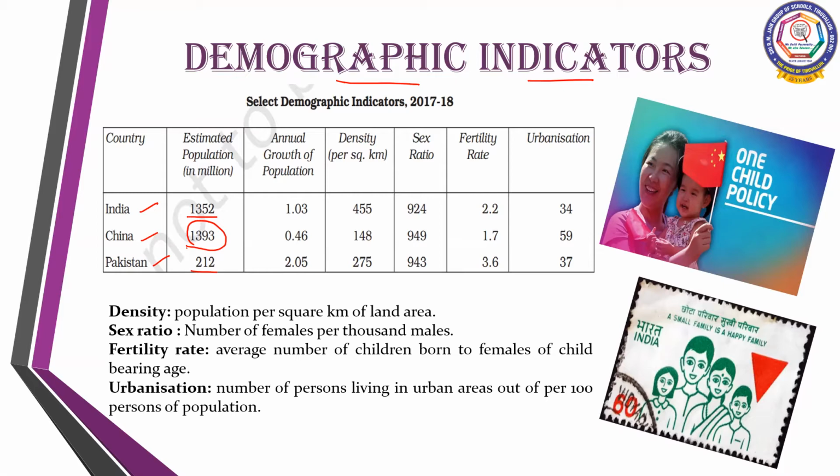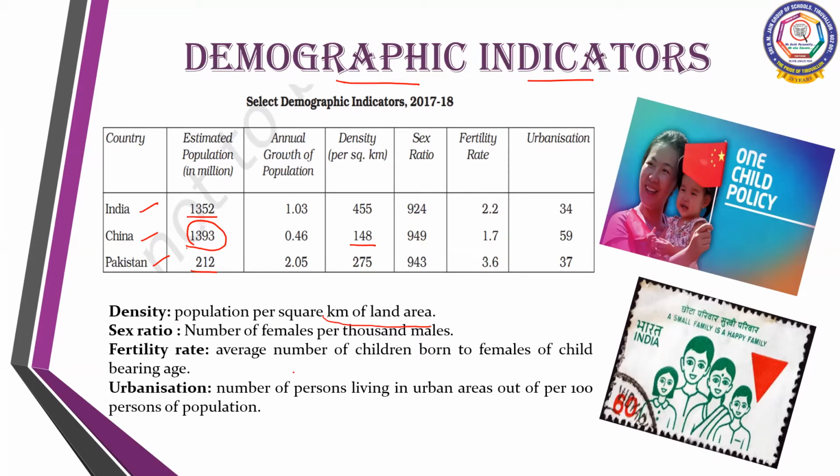The per capita land availability in China is high. As China has the largest area, though its population is the highest, its density is the lowest. It is only 148 per square kilometer. The density of population is the population per square kilometer of land area.